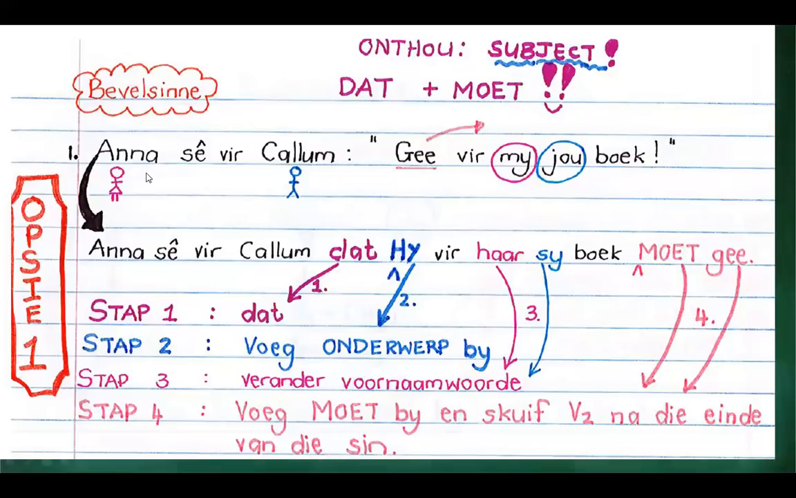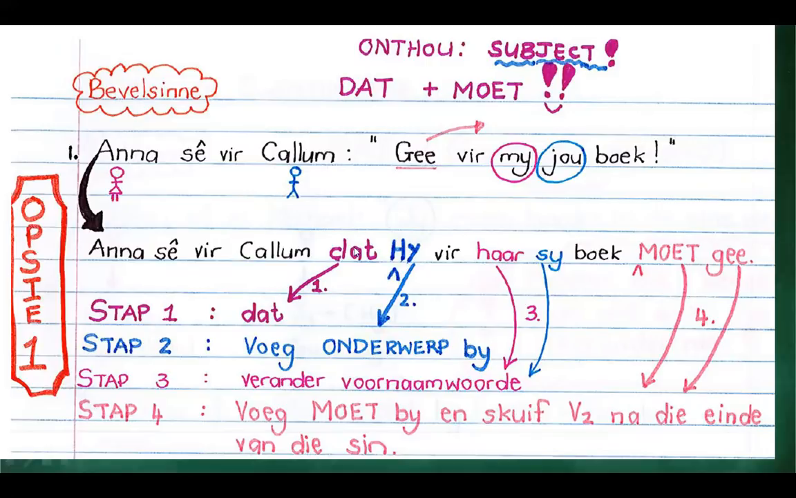So, Anna says to Callum, give me your book. It's an instruction. So Anna says, okay, once again, I've identified my verb and I have identified my pronoun. Now, the first option is where you add a subject, and you must remember that you have to have dat and moet. Okay, so let's just have a look. I write down the sentence as is, Anna says to Callum.